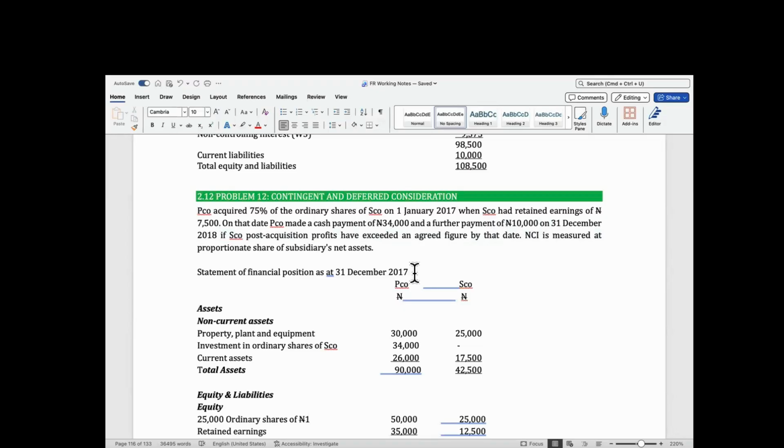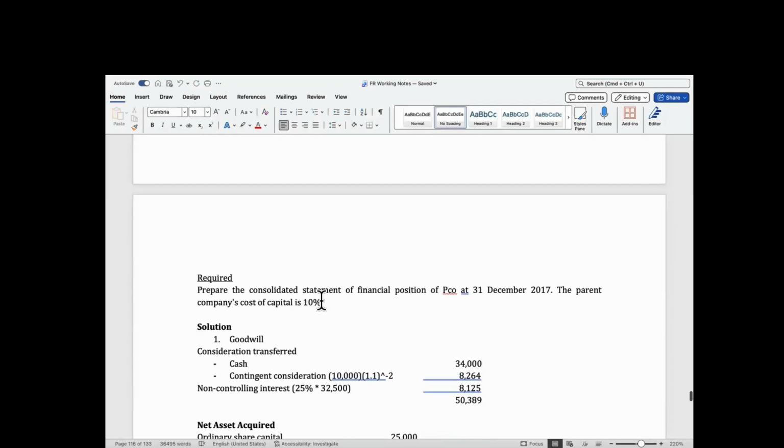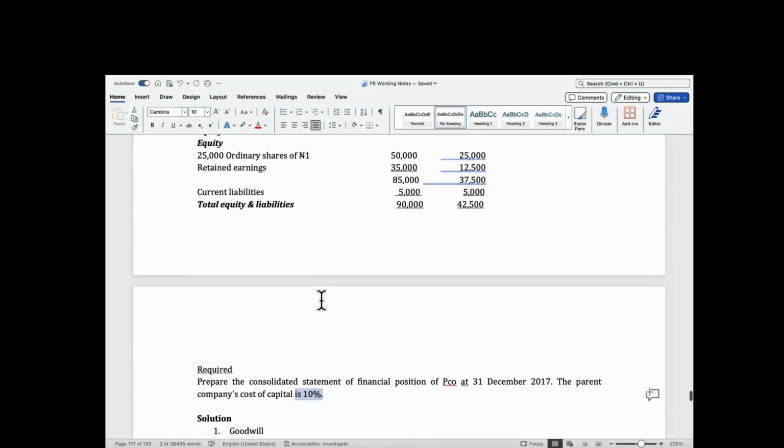We need to discount it to present value. We'll get the present value of that 10,000. And that's why they gave us this cost of capital to use as the discount rate. And that is what we're going to do.